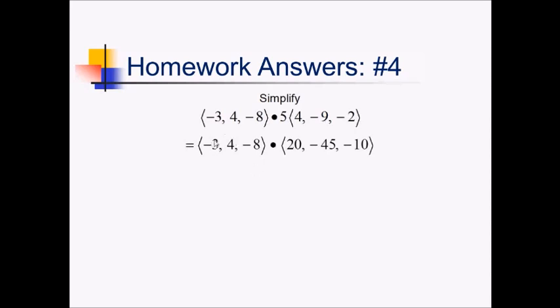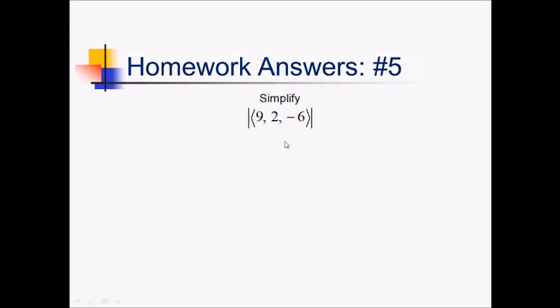So I've got negative 3 times 20 plus, now the y values get multiplied, 4 times negative 45 plus negative 8 times negative 10. So that's negative 60, this is negative 180, this is positive 80. And let's see here, I know we've got negative 240 for those first two terms. Add 80, that's going to be negative 160 altogether.